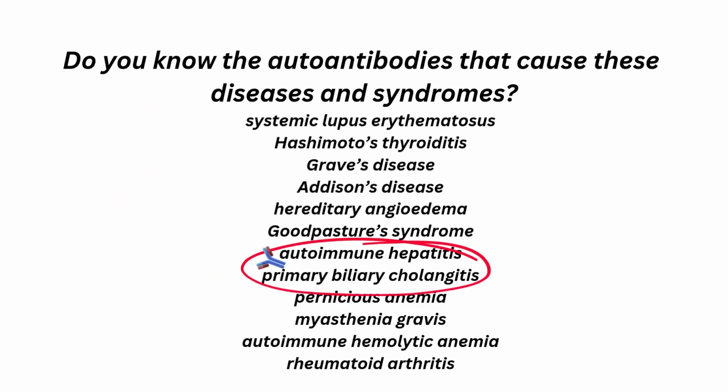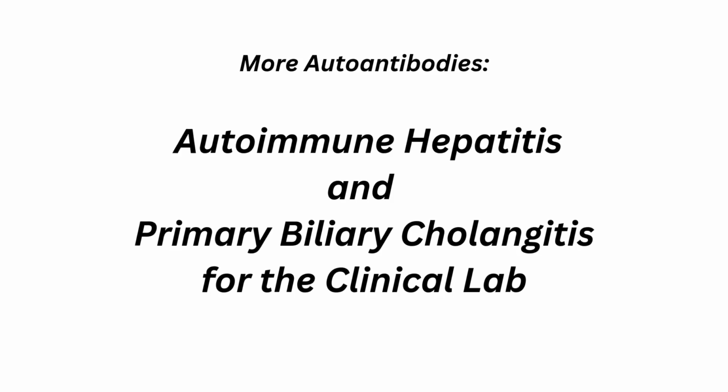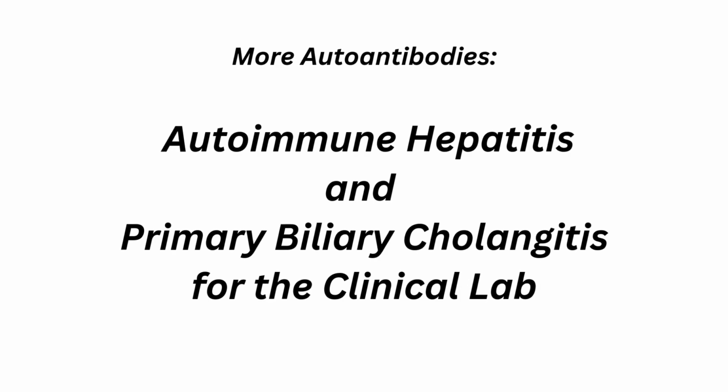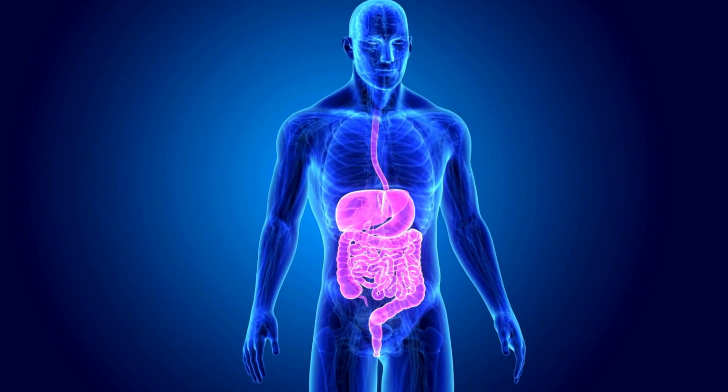We will continue our series about basic concepts of autoantibodies that cause autoimmune diseases that appear in our ASCP study guide. Two very interesting autoimmune diseases that we will introduce to you are called autoimmune hepatitis and primary biliary cholangitis.